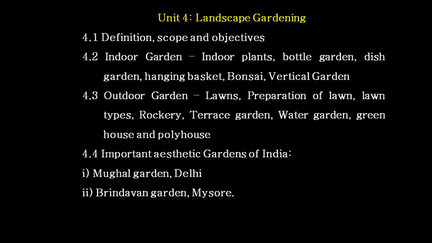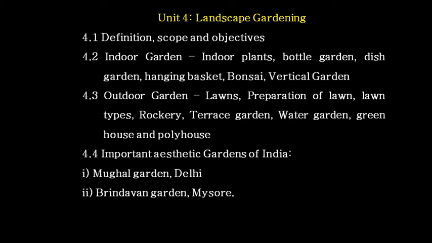So in this, what are we going to study? We are going to study the definition, scope and objective of landscape gardening. Then there are two basic types of garden, that is indoor garden and outdoor garden. In indoor garden, what are the plants used? What are the types of garden that we are going to study? How the lawn is prepared, what are the types of lawns, the rockery garden, terrace garden, water garden, and there are polyhouse and greenhouse, how these are made, what is the importance, what is the scope and objective, all this we are going to study in landscape gardening.